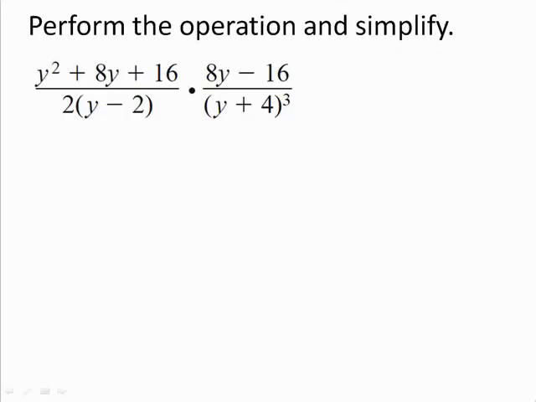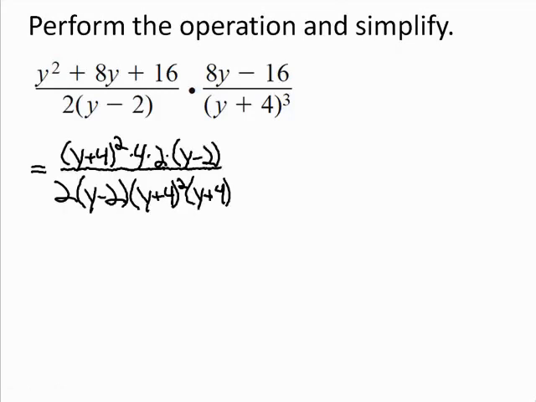Perform the operation and simplify. Y squared plus 8y plus 16 divided by 2 times the quantity y minus 2, times 8y minus 16 divided by the quantity y plus 4 cubed. Multiply the numerators together and the denominators together. Y squared plus 8y plus 16 can be factored into y plus 4 squared, and 8 can be factored out of 8y minus 16, and that 8 can be written as 4 times 2. And y plus 4 cubed can be written as the quantity y plus 4 squared times the quantity y plus 4.